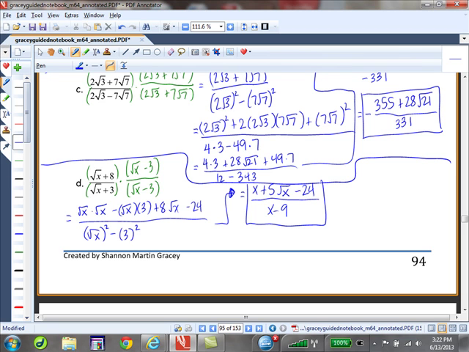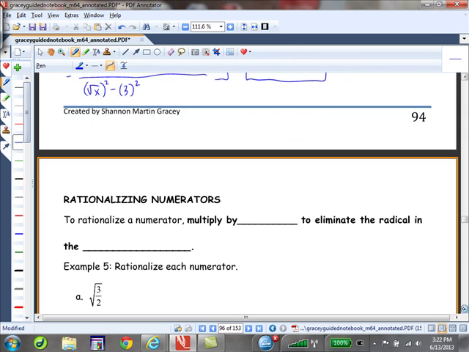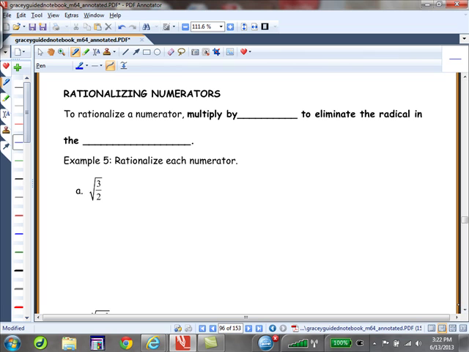Okay, and then the last topic for this section is rationalizing numerators. If you decide to go on to calculus, this can be very useful. So again, all along, we've been multiplying by 1. We've just been strategic in how we picked our 1. It looked a little messy sometimes. So to rationalize a numerator, again, we multiply by 1 to eliminate the radical in the numerator this time.